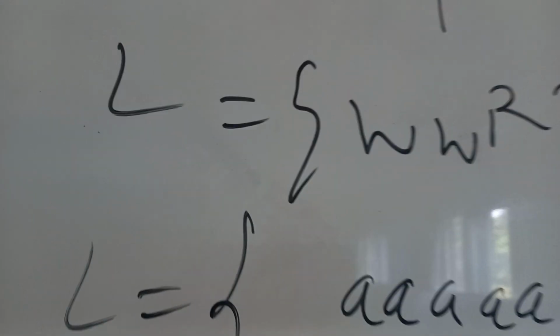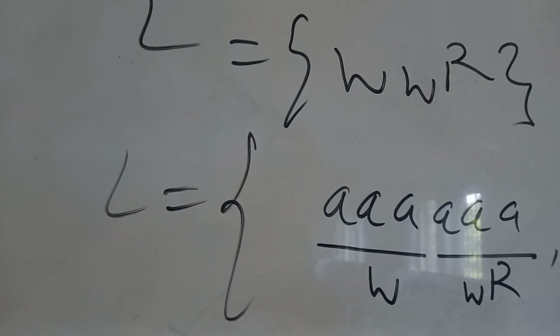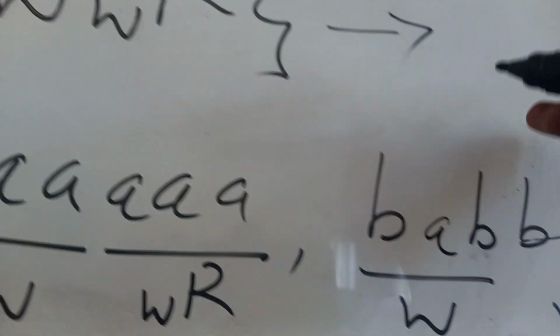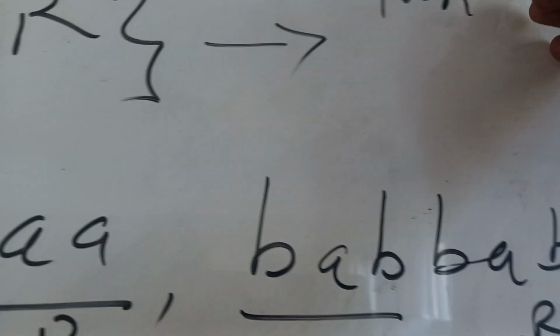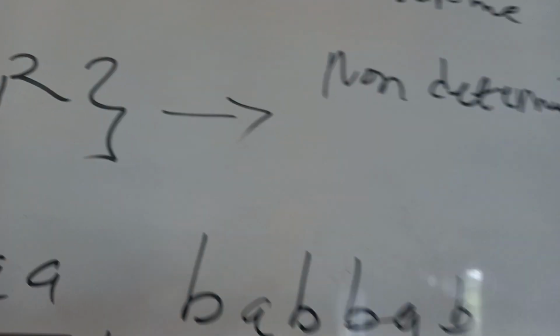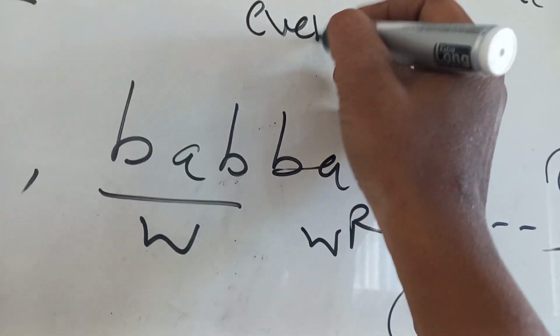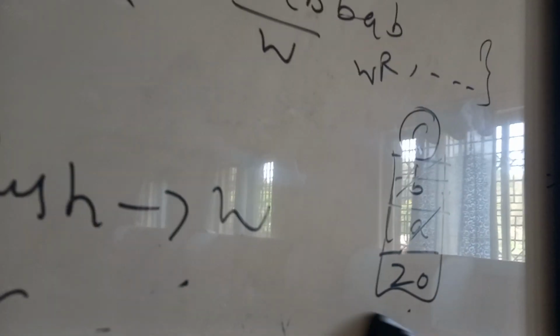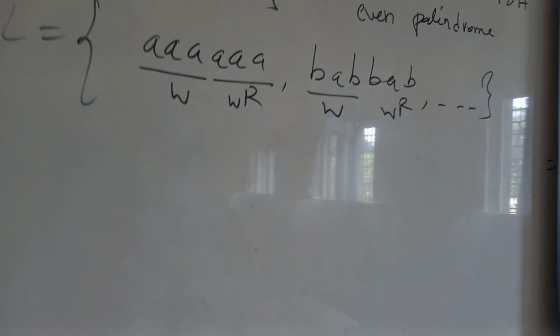But in this language L equal to w w to the power of r, what we need to do is, this language is actually an example for non-deterministic pushdown automata, and this example is actually used to perform the even palindrome. Here the logic is the same as w c w to the power of r, but here we need to consider two cases.